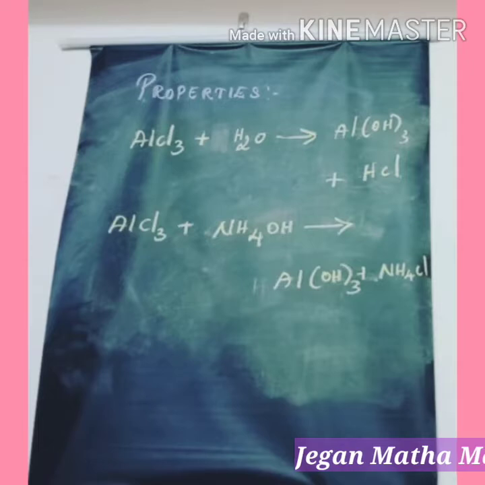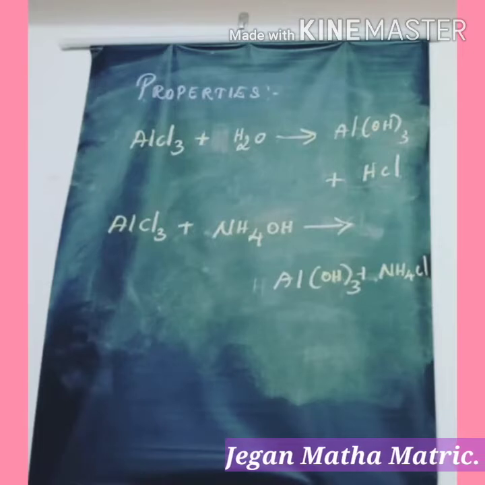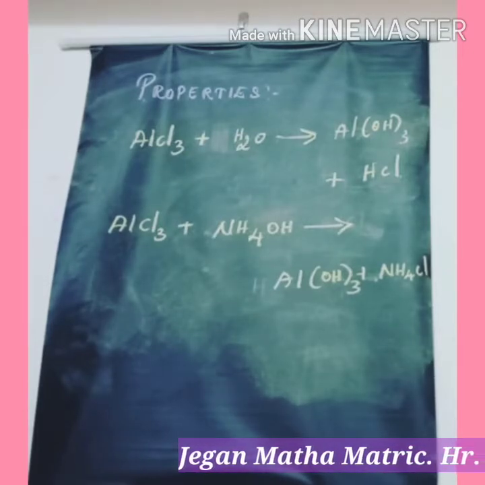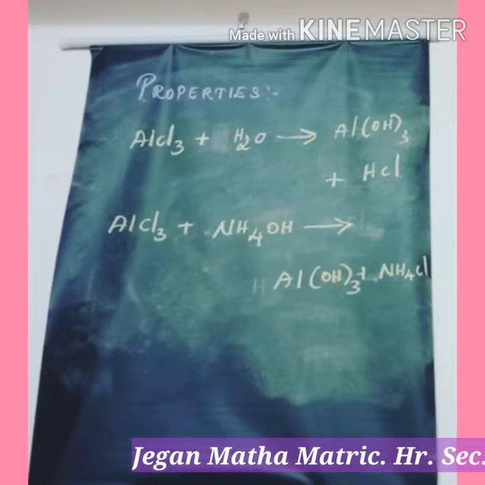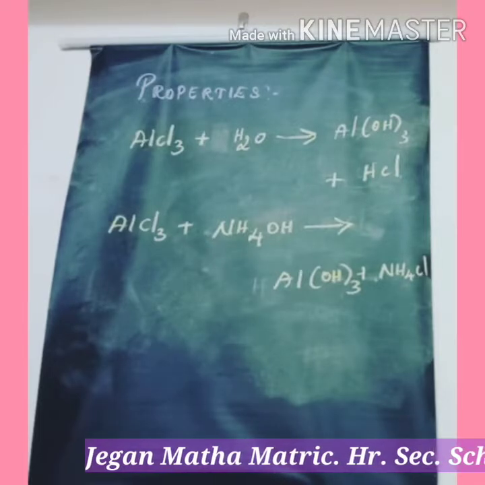An aqueous solution of aluminium chloride is acidic in nature. What do you mean by aqueous solution of aluminium chloride? Aluminium chloride salt is dissolved in water, that is the aqueous solution. Here the solution is always acidic in nature. It also produces hydrogen chloride fumes in moist air.